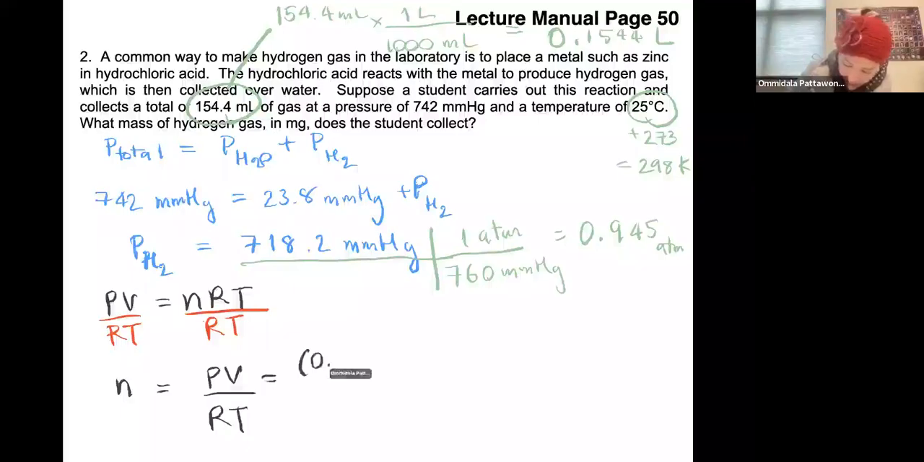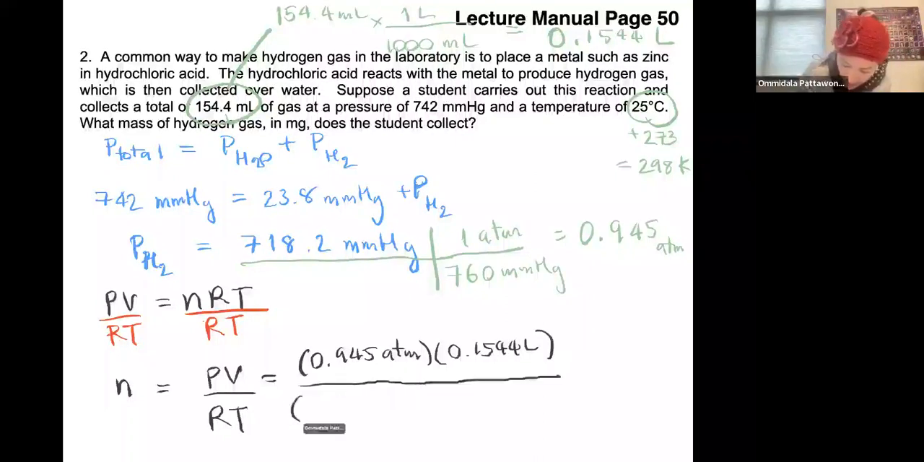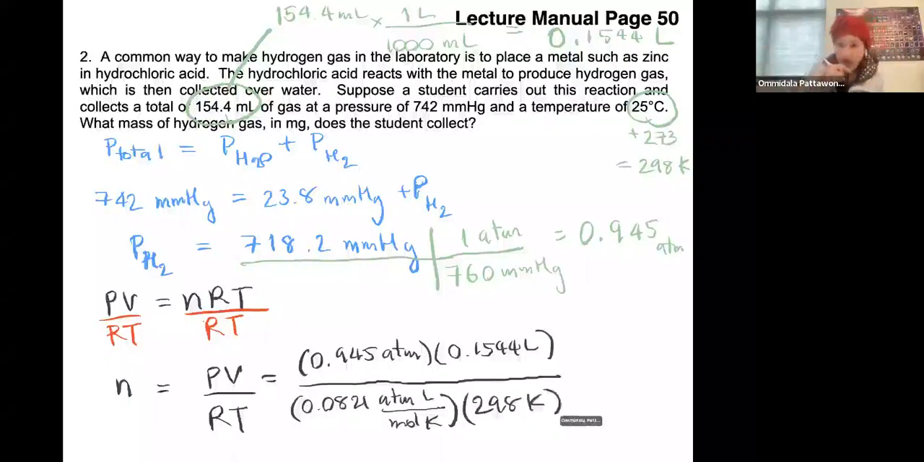So 0.945 atm multiplied by 0.1544 liter. Okay. Divide by the constant R, which is 0.0821 atm times liter per mole per Kelvin, times 298 Kelvin. Okay, so if you do this, then make sure that you cancel the units as well.